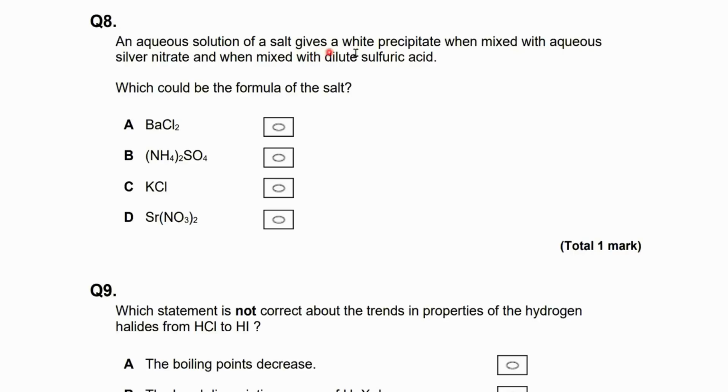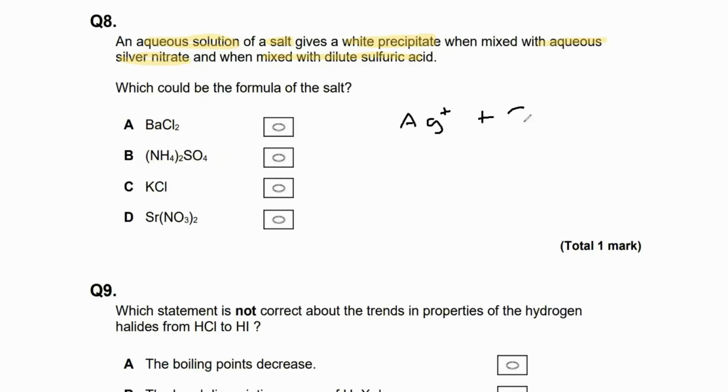Okay, question 8. An aqueous solution of salt gives a white precipitate when mixed with aqueous silver nitrate and when mixed with dilute sulfuric acid. Which could be the formula of the salt? So what we're looking at here, we've got barium chloride, ammonium sulfate, potassium chloride, and strontium nitrate. Which of these could be the salt?